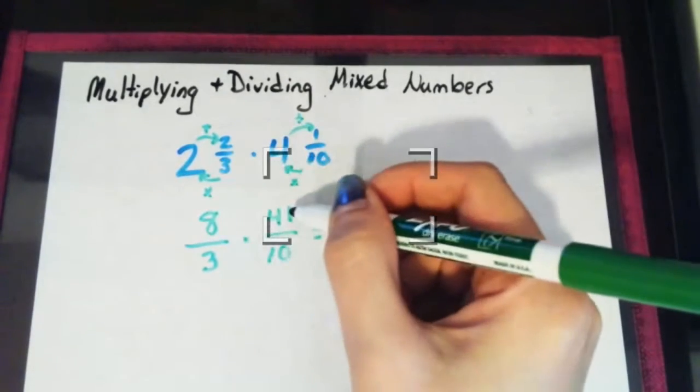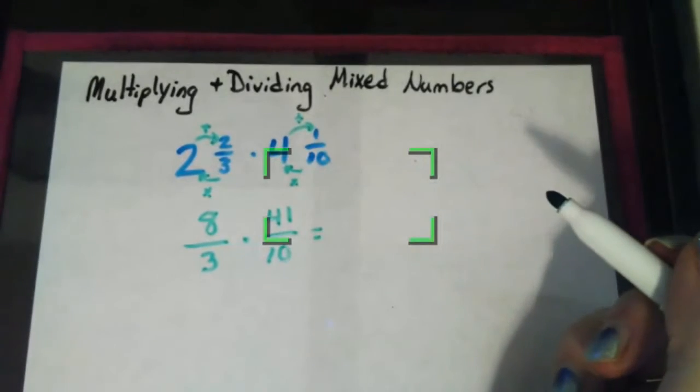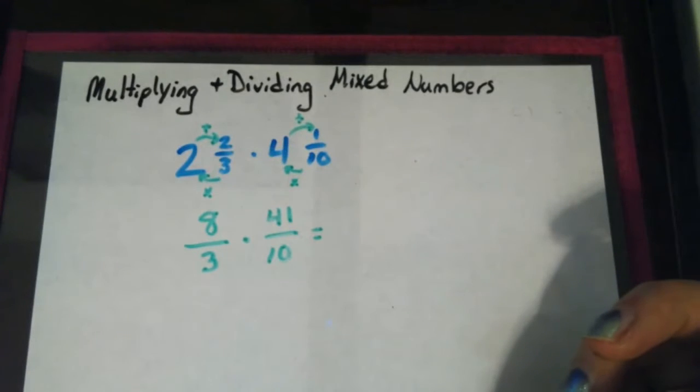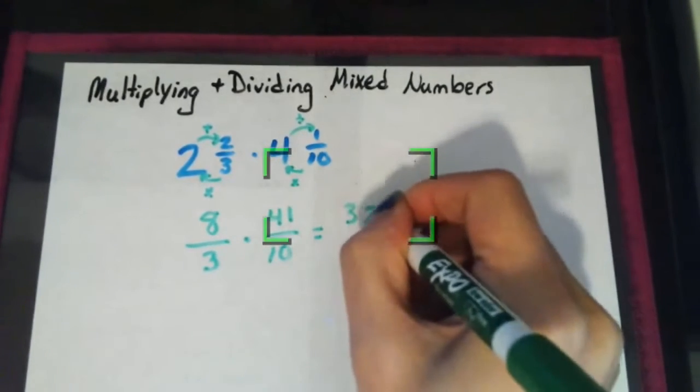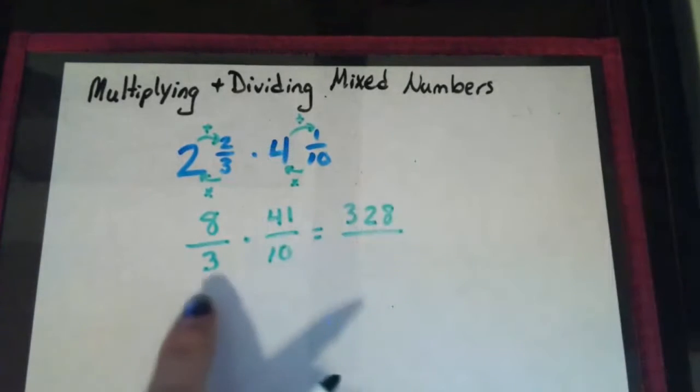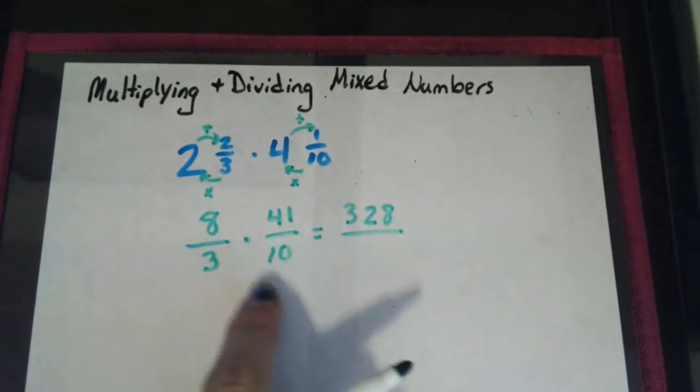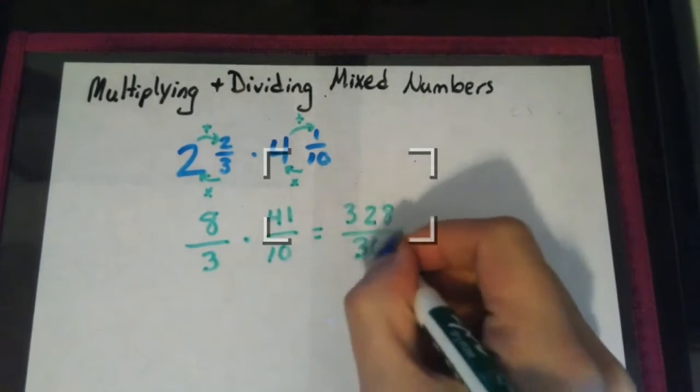So 8 times 41. Sorry, I don't even know that one off the top of my head. That's equal to 328. Then we do denominators. 3 times 10 is 30.